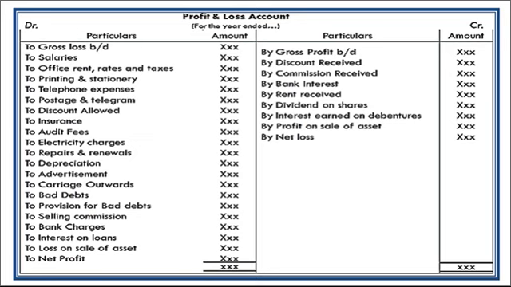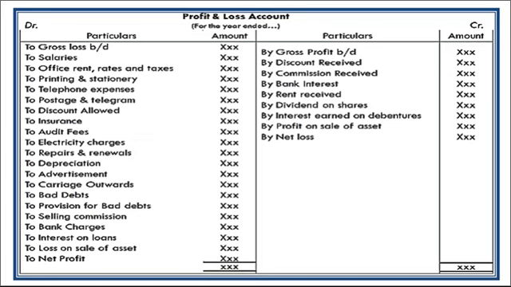Just for example: salaries, office rent, rates, taxes, printing, stationery, telephone expenses, postage and telegram, discount allowed, insurance, audit fees, electricity charges, repairs and renewals, depreciation, advertisement, carriage outward, bad debts, provision for bad debts, selling and sales commission, bank charges, interest on loans, loss on sale of assets, and any other direct or indirect expenses. We can say revenue expenditure we need to present here.